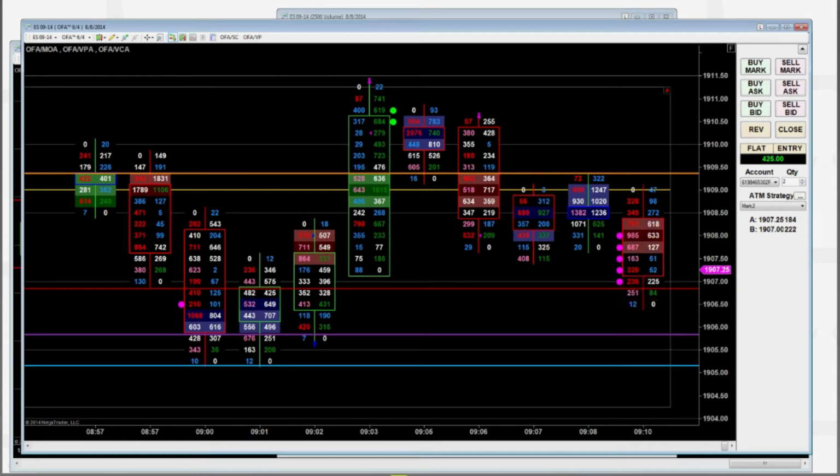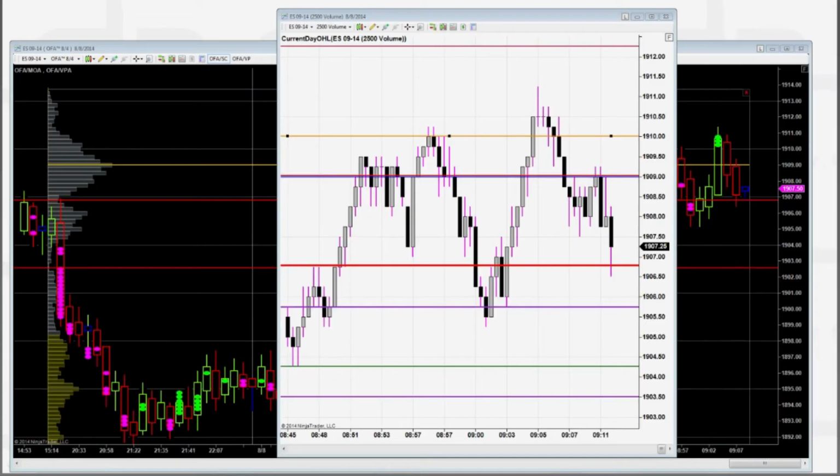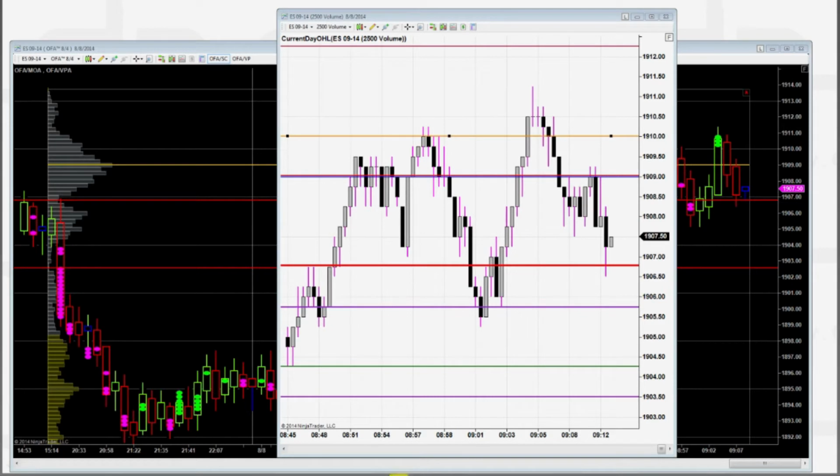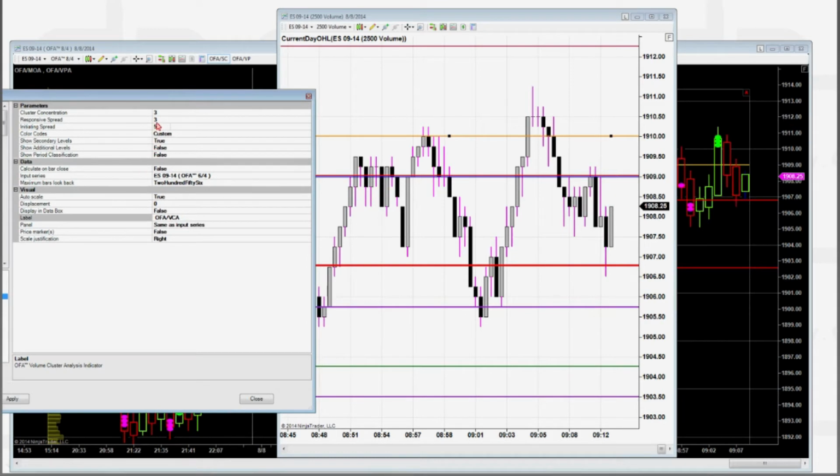VCA settings for the 6-4 chart. Let me bring these up. I'm going to move that because I'm going to wind up trading, and I don't necessarily want to do that right now while I'm messing with my settings. All right, on this chart, here are my VCA settings. My responsive spread is 3. My initiating spread is 5. Custom color codes: I usually show secondary levels, and additional levels and period classification are false for me.